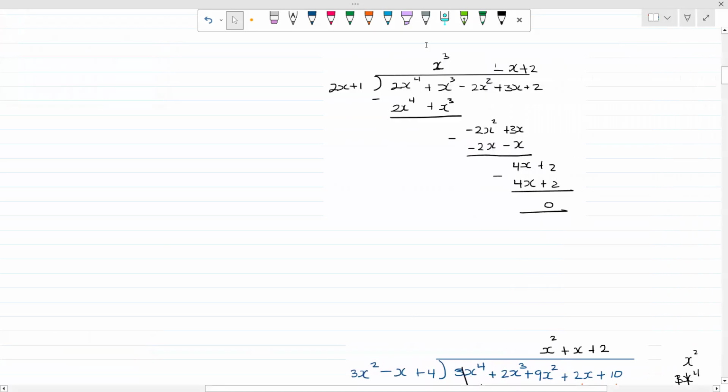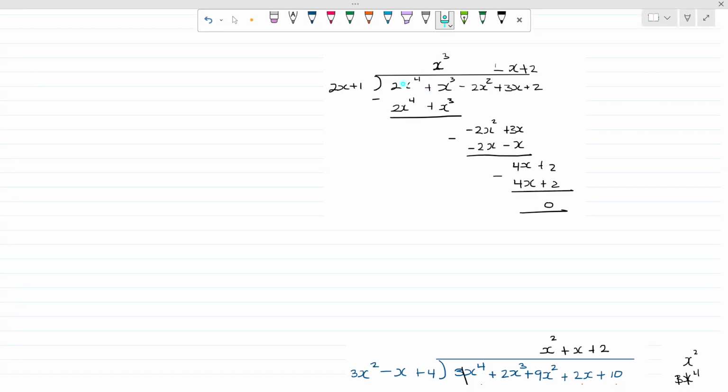Now, when we have descending powers of x, if there's one missing, we try to leave that space there, right? So, I start in here. We go 2x into 2x to the power of 4. When I divide those two, we're going to get x to the power of 3. I want to line up the similar powers of x. It's a good practice to do that.